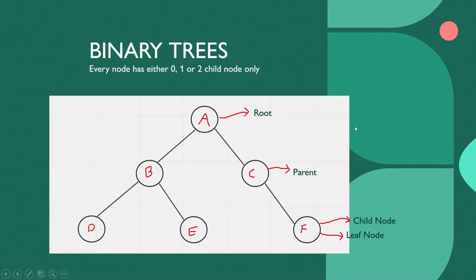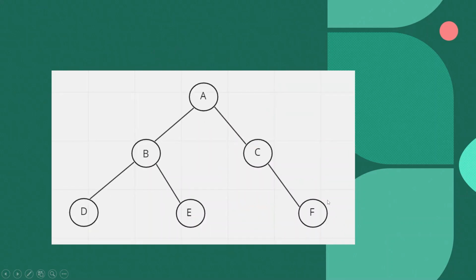We also have terms like descendant and ancestor. If I say A is the root node, right? So we can say D and E are descendants of A, right? F is also a descendant of A. So that is how it works. So let's try to code it now.